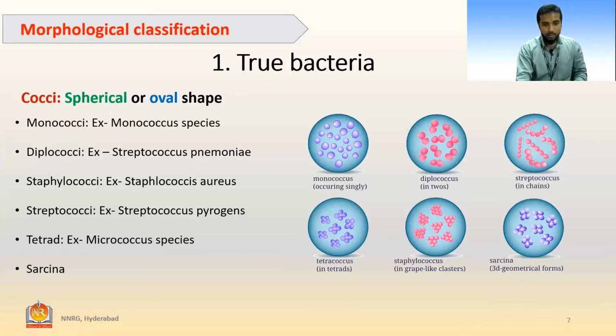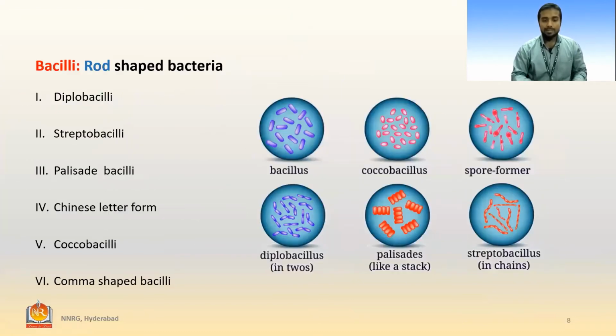Moving on to the other one, that is Bacillus. Bacillus means rod-shaped bacteria. Whenever you come across a name with Bacillus, like Lactobacillus, the Bacillus means rod-shaped bacteria. So we'll see different types of bacilli, and first is Diplobacilli. The word itself says di, means two. So two bacillus will be attached to each other. Here you can see in this case, two bacillus are attached to each other.